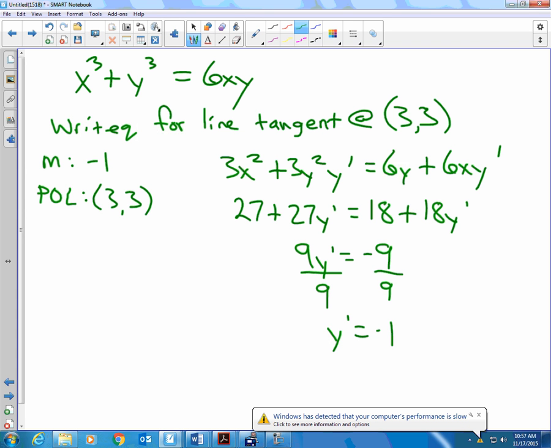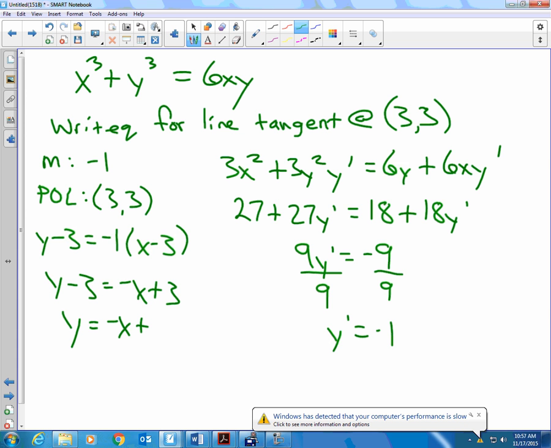So if it said find y prime in terms of x and y, then you would have to do some simplifying. But when it just asks for the slope in order to write an equation for a line tangent, then all I have to do is just plug in the values and solve, and that's probably a little bit easier. So now we have y minus 3 is equal to negative 1 times x minus 3. Y minus 3 is equal to negative x plus 3. So y is equal to negative x plus 6. No big deal, right? This is definitely an AP type question. Okay, definitely seen a few like that.